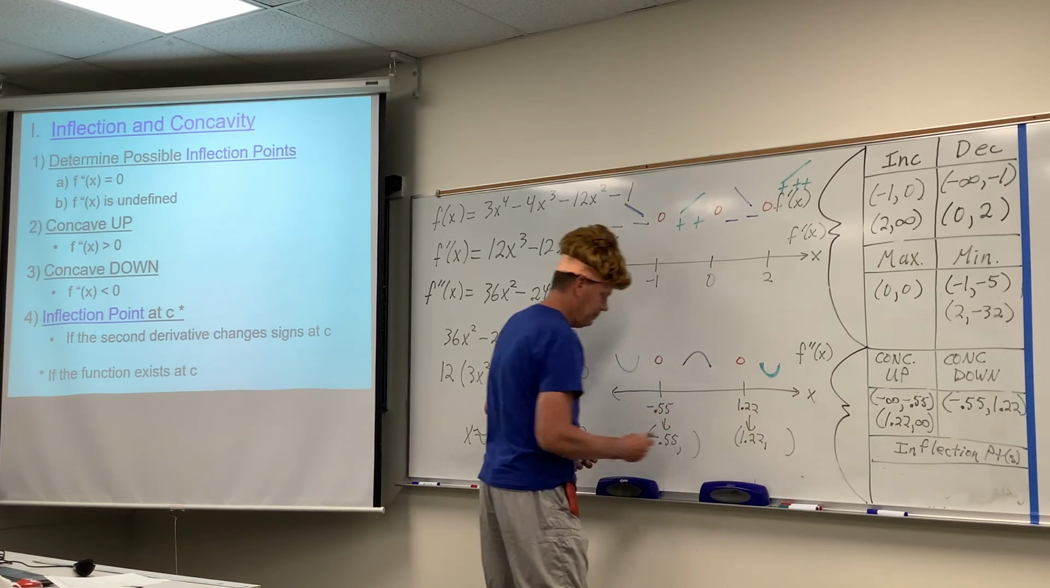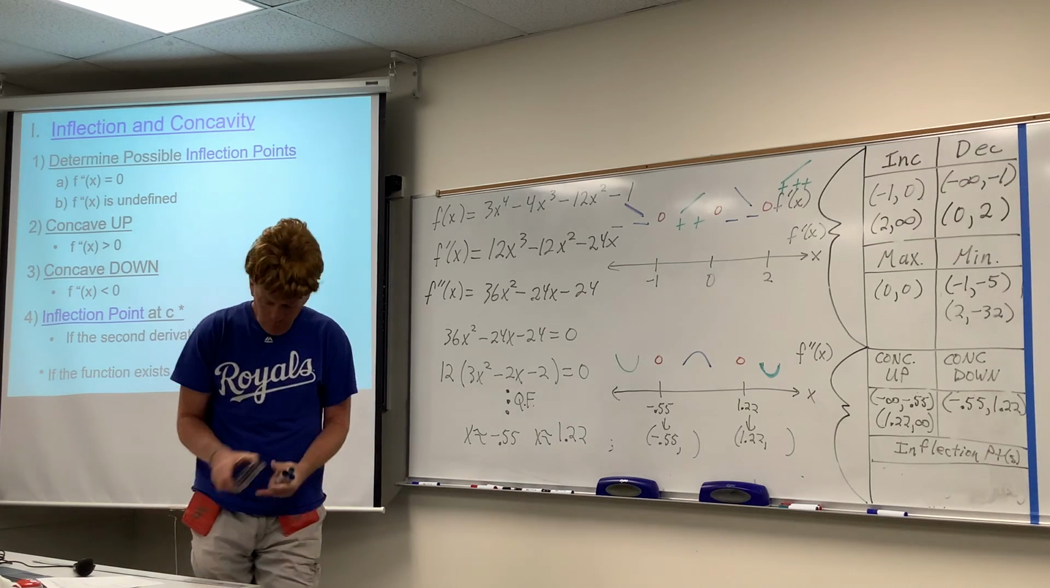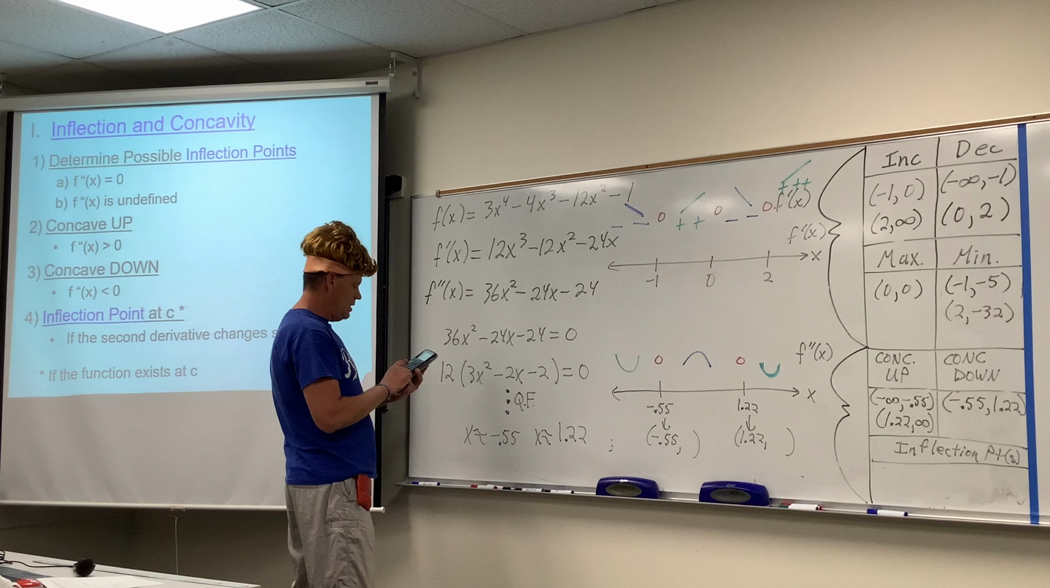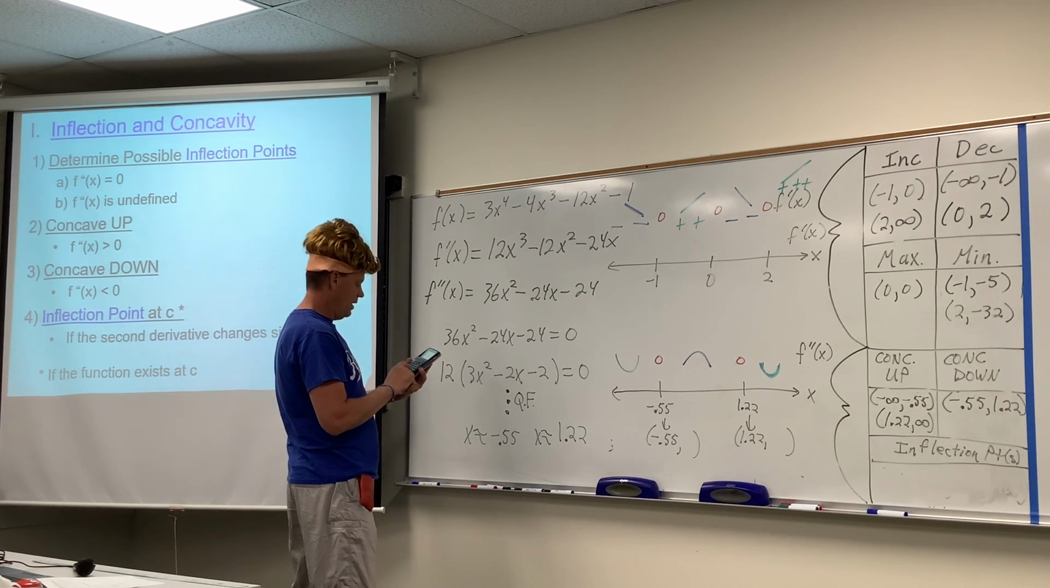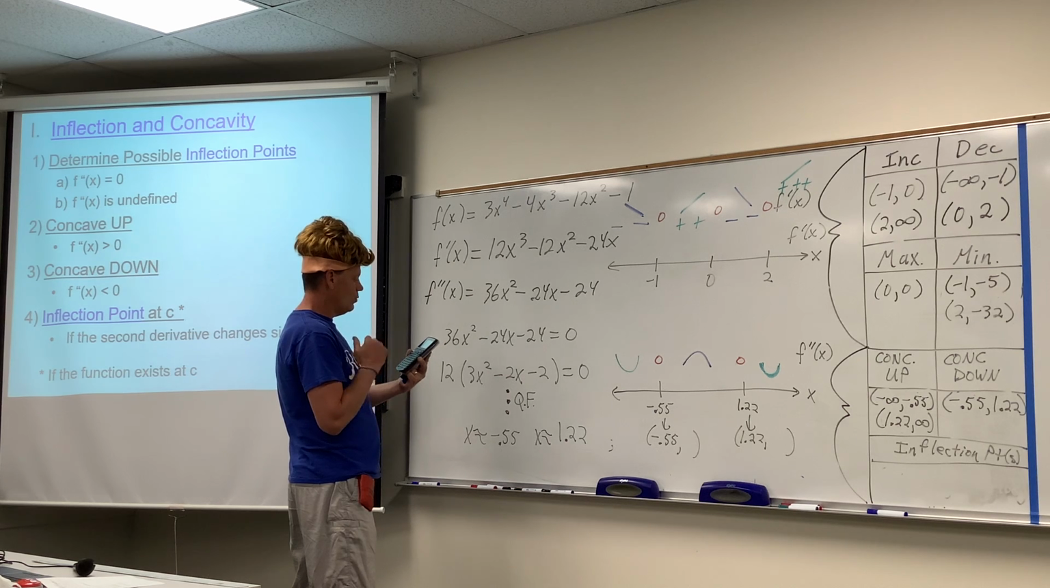Put it in the function. So negative 0.55, put it into the function. Let's see, 3 parentheses negative 0.55 to the 4th power, minus 4 parentheses negative 0.55 parentheses raised to the 3rd power, minus 12 parentheses 0.55 squared, minus 1. Let me look at this one more time.